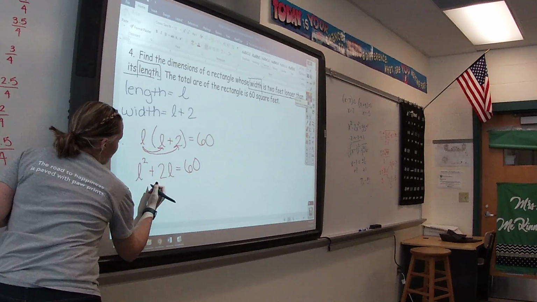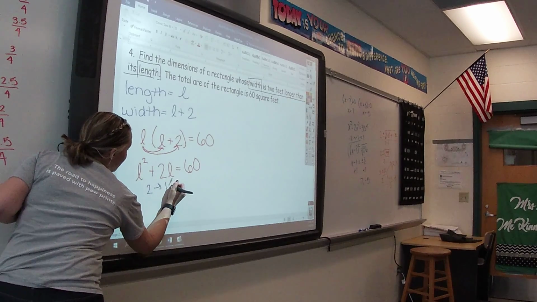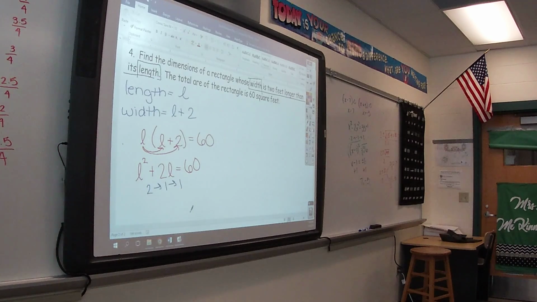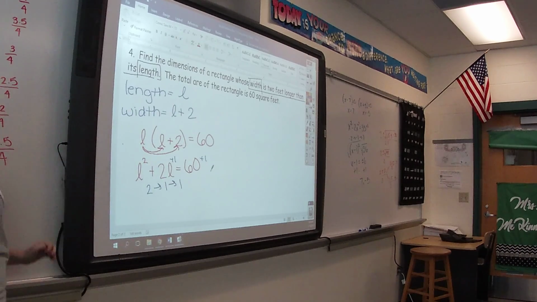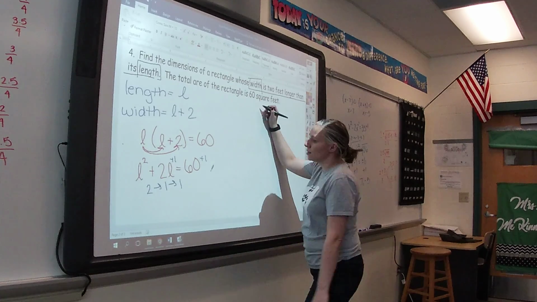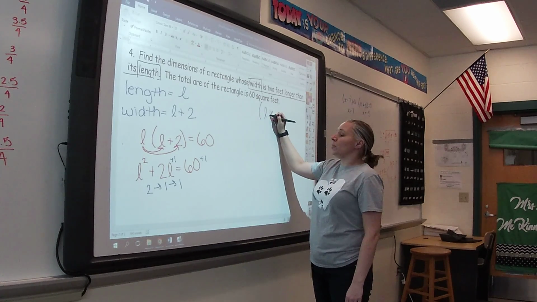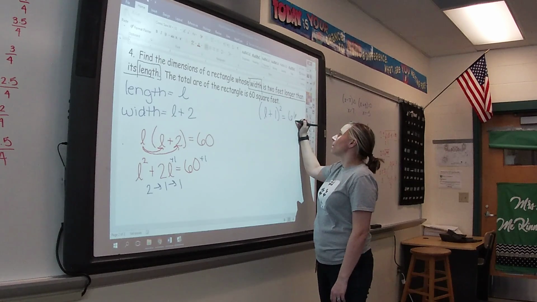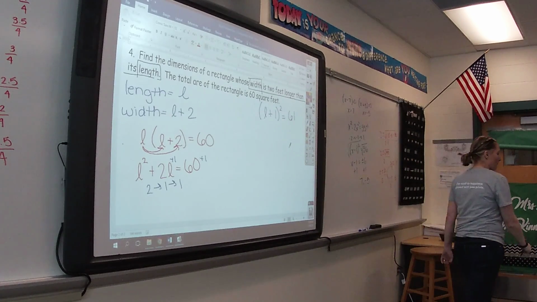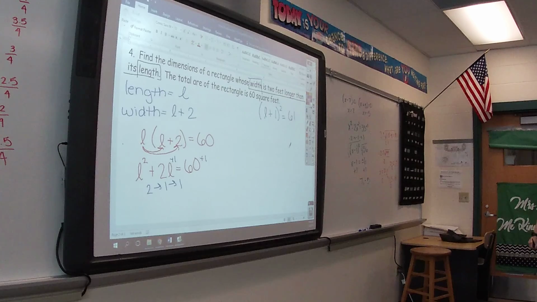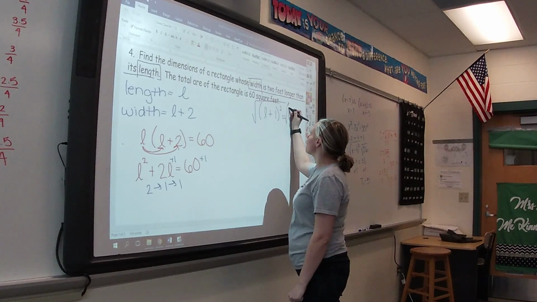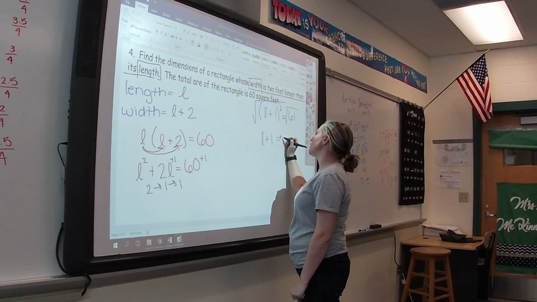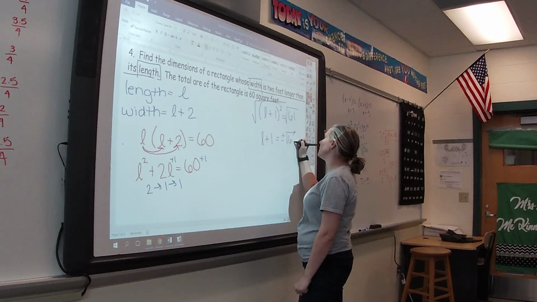Okay, so B is 2. Half of that is 1. Squared is 1. So we're going to add 1 to each side. So we'll get L plus 1 squared equals 61. Then we're going to square root each side. So L plus 1 is plus or minus the square root of 61.